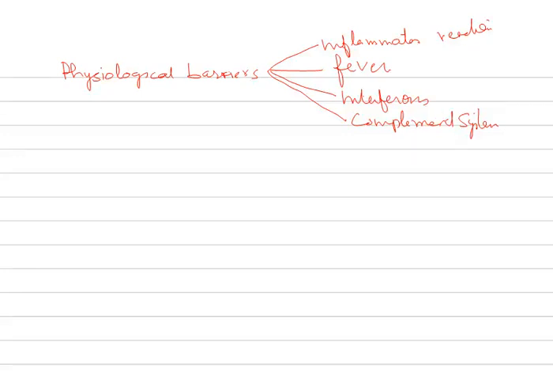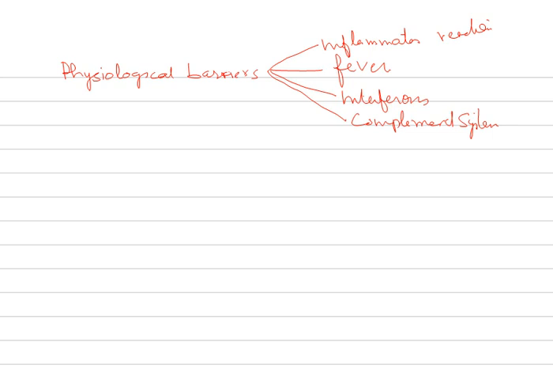Welcome back, students. Now, if you remember, in our previous video, we have done internal defense, that is the second line of defense, in which we had covered cellular and physiological barriers. Cellular barriers include NK cells, macrophages, and leukocytes, while physiological barriers include inflammatory reaction, fever, interferons, complement system, etc. I will quickly go through these physiological barriers once again.